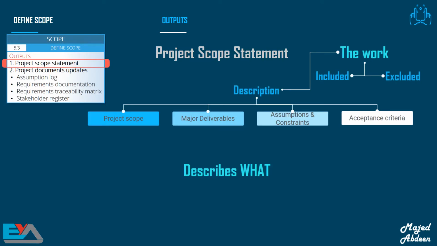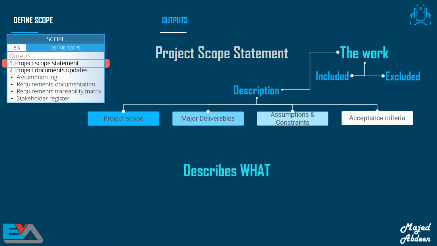The main output from the defined scope process is a project scope statement. Let's have a closer look at the project scope statement. I've given you a basic explanation about the project charter, that it contains high-level information about the project. Now, in the project scope statement, you are establishing more details about the scope, and you are modifying and adding more details during the project lifecycle, which means that it's progressively elaborated.